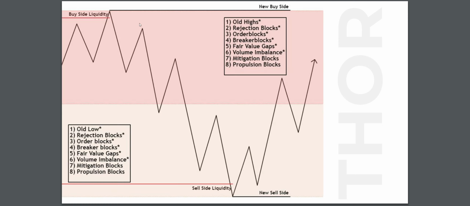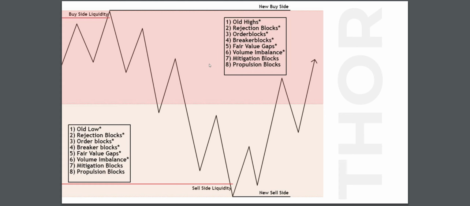Basics first, right? So we have premium and discount arrays, and what we'll see in the marketplace is when we have an expansion leg, we'll always have a premium zone, a premium array, and then we'll have a discount array, right? In the expansion leg, from the buy side all the way down to the sell side, the upper portion will be our premium array, and the lower portion will be the discount array.